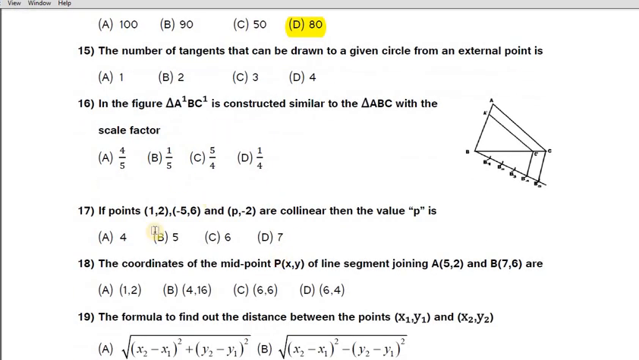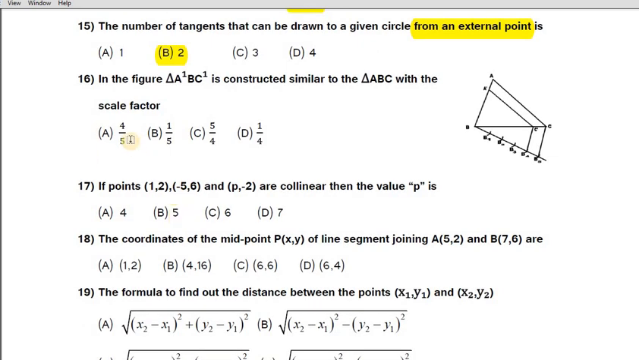Let's see another question. The number of tangents that can be drawn to a circle from an external point. So important question. How many tangents can be drawn from an external point? Given options are 1, 2, 3, 4. So keep it in your mind, children. If a point is external, we can draw only 2 tangents. Hence here option B is correct. In case a point is on the circle, we can draw only 1 tangent. In case a point is inside the circle, we cannot draw any tangents.